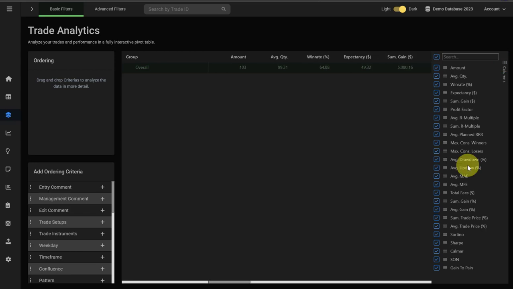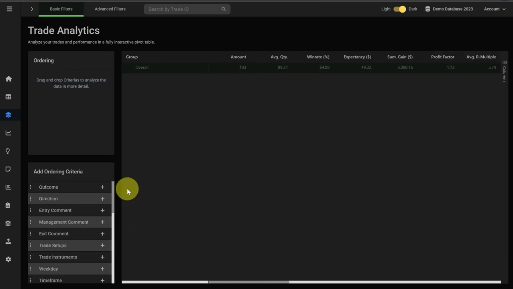You can also hide and rearrange the columns from the column manager right away here. For example, we can deactivate the MAE, MFE, total fees, and other ones. And if we want to bring the Sortino ratio to the front, we can do that by just dragging it to the front and then it appears here.